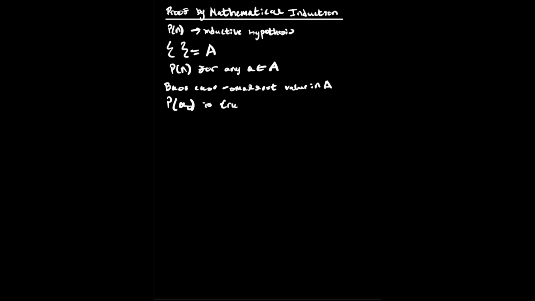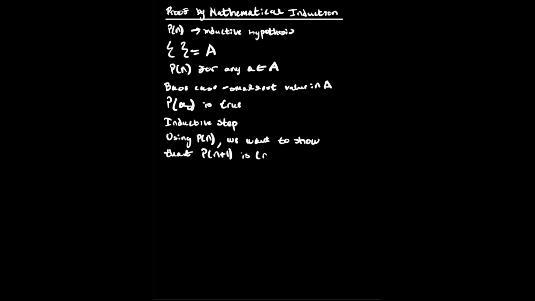So what we're going to do here is prove P of a naught is true. And once we've verified our base case, we then go into our inductive step. What we try to do here is, using P of n, we want to show that P of n plus 1 is true for any n in A.